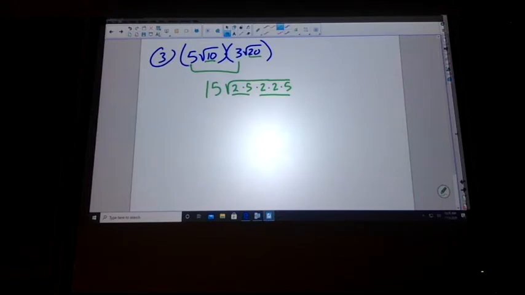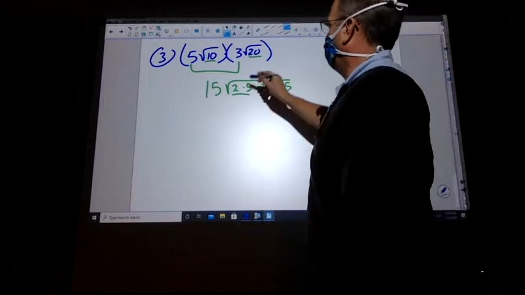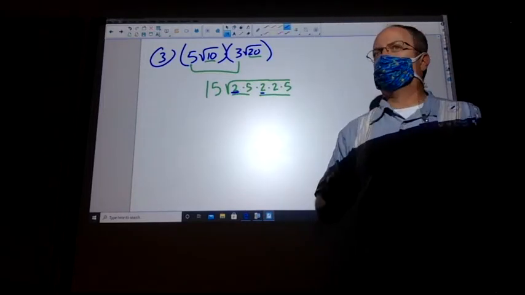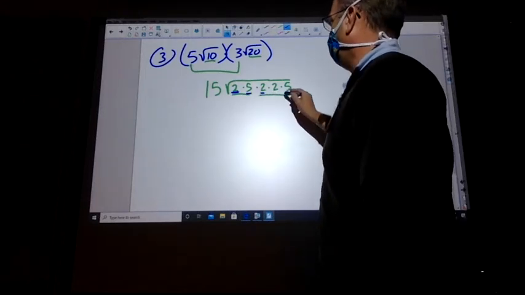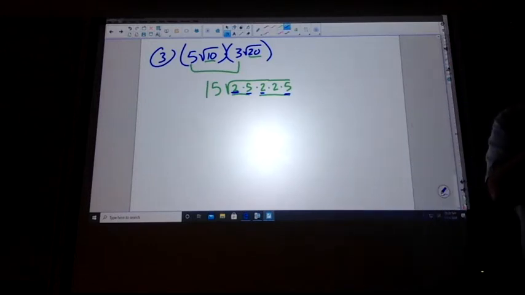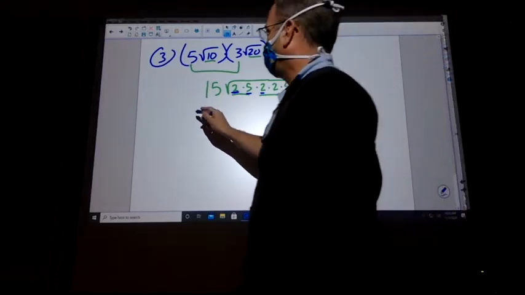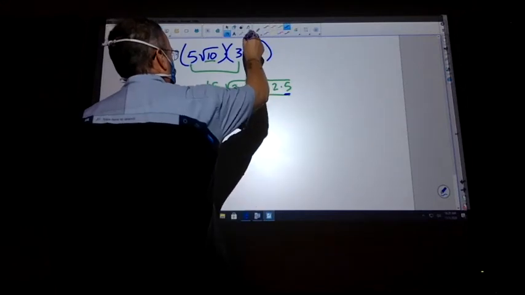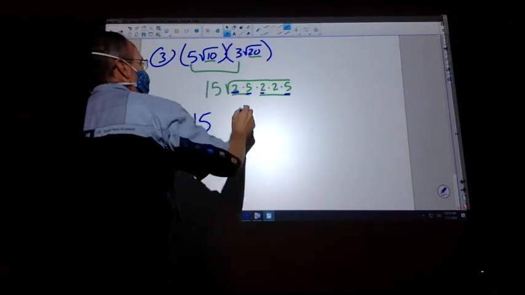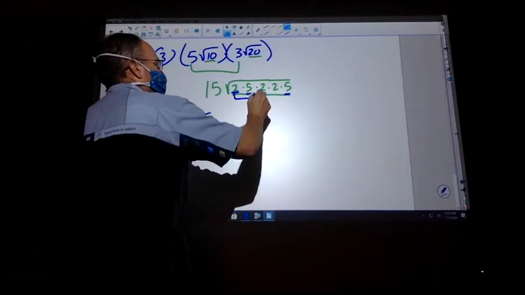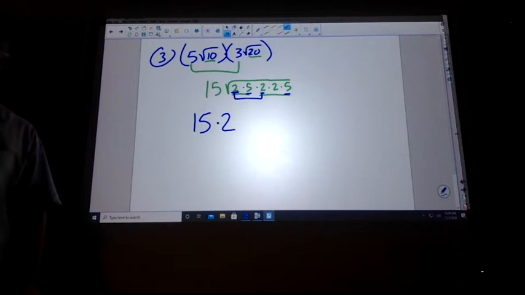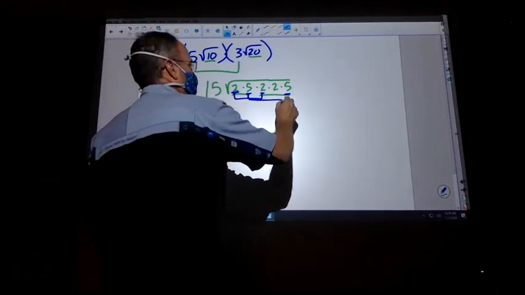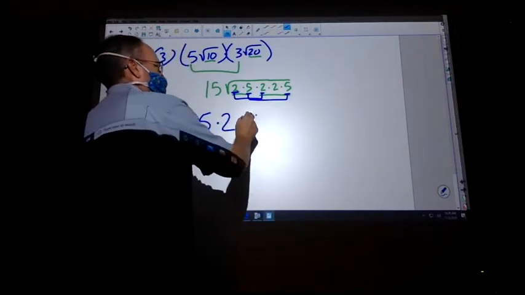I'm looking for perfect squares, which means I'm looking for pairs of numbers. So this and this would give me a perfect square. Do you agree? 2 times 2 gives me 4. 5 times 5 gives me 25, and that's also a perfect square. So if I took that being 4 out, that means a 2 comes out. Agree? Because if I took the square root of it, and the square root of 5 times 5, which is 25, that means a 5 comes out.